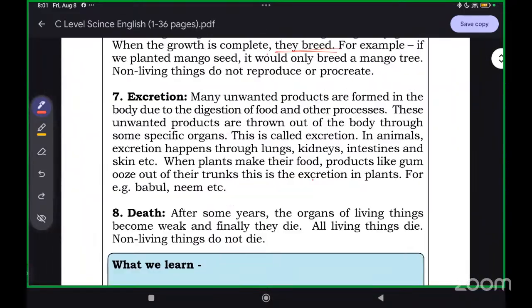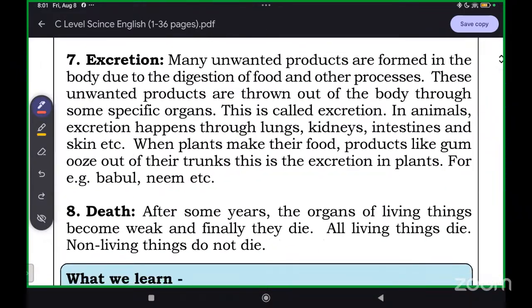The next one is excretion. Many unwanted products are formed in the body due to the digestion of food and other processes. These unwanted products are thrown out of the body through some specific organs. Now we eat the food, and our body takes in all the nutrients, vitamins, minerals, all the essential substances out of the food. It absorbs everything. Then the remaining portion of the food, which is waste, comes out of the body. That is known as excretion.